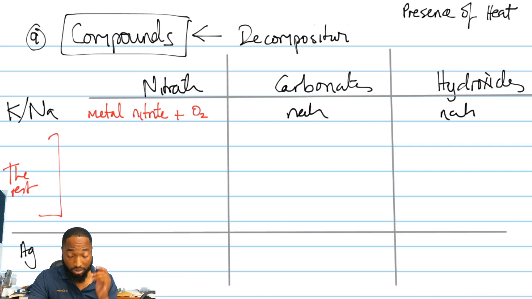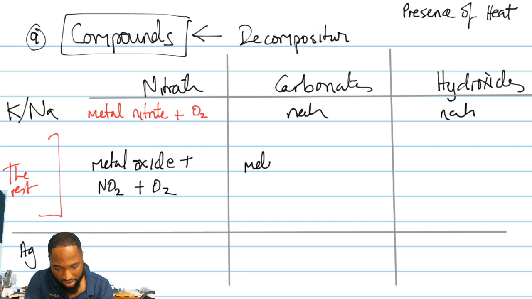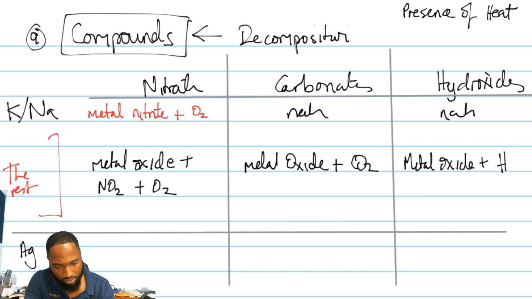The nitrates give metal oxide plus nitrogen dioxide plus oxygen. The carbonates give metal oxide plus carbon dioxide. So you see your little pattern here. And hydroxides give metal oxide plus water.